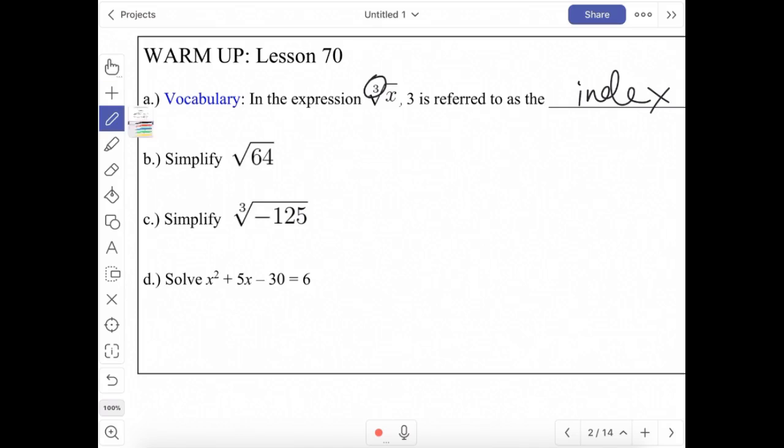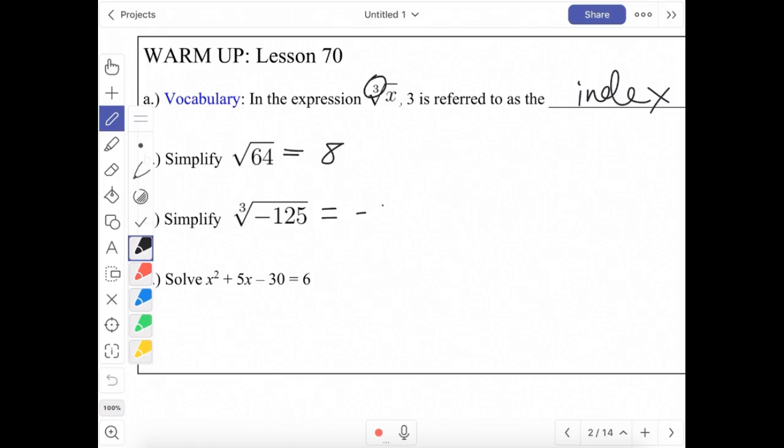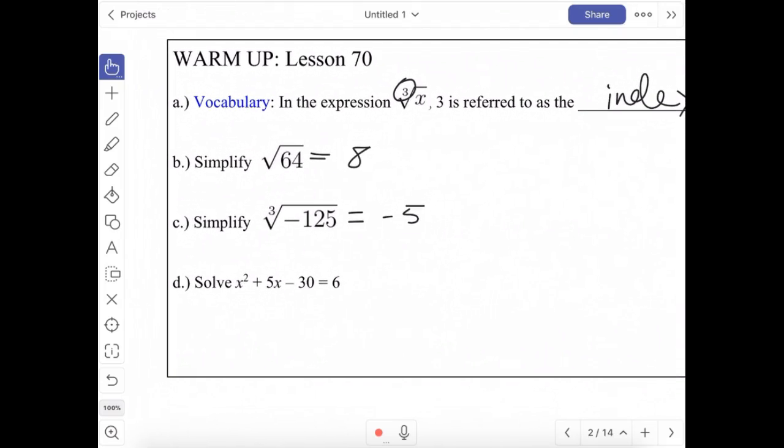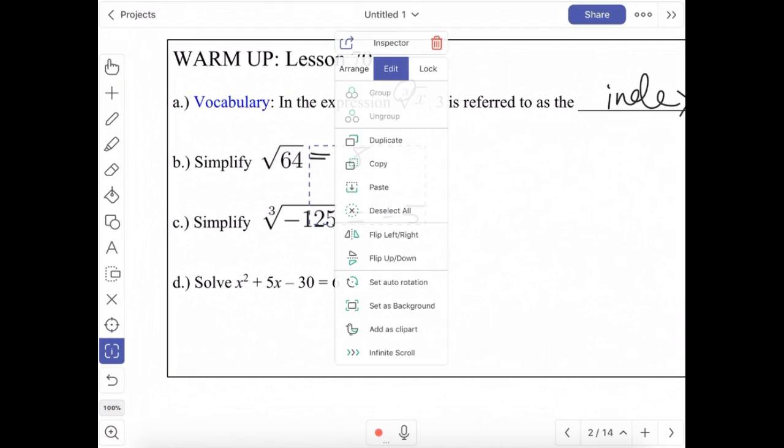Simplify. Square root of 64, 8. Simplify the cubed root of negative 125. It'll be negative 5. And then lastly, we need to solve. Whoops. Let's group those together real quick.